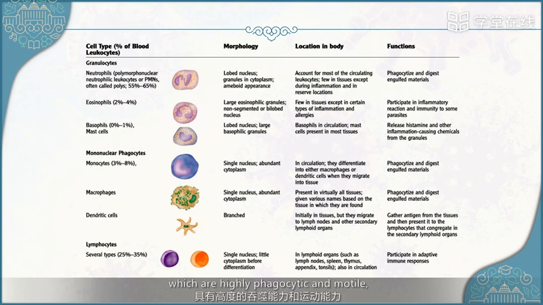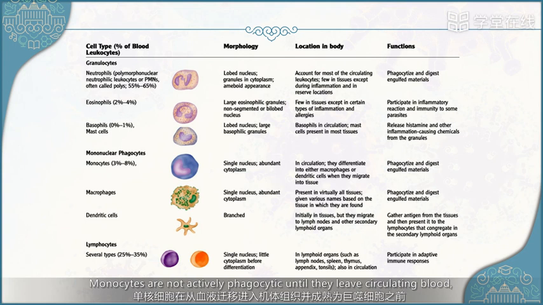Neutrophils, which are highly phagocytic and motile, are active in the initial stages of an infection. Eosinophils are somewhat phagocytic and also have the ability to leave the blood. Their major function is to kill certain parasites. Basophils release substances such as histamine that are important in inflammation and allergic responses.